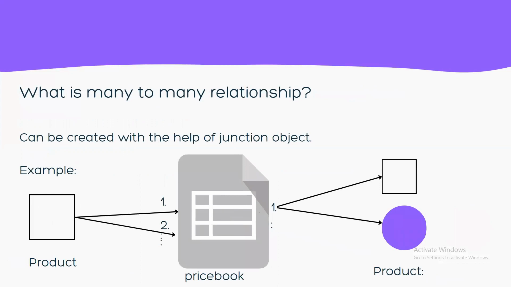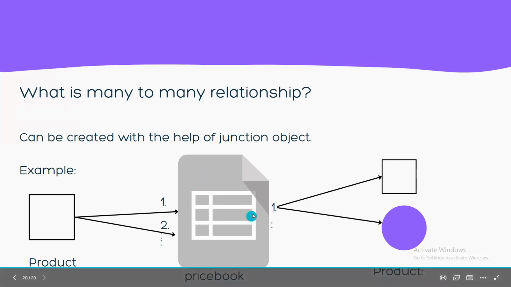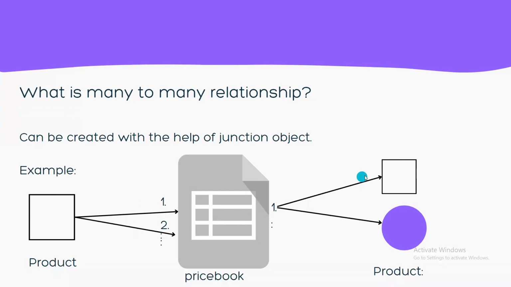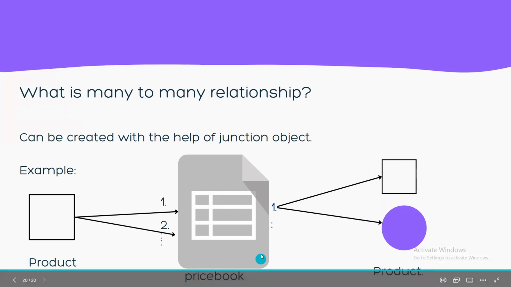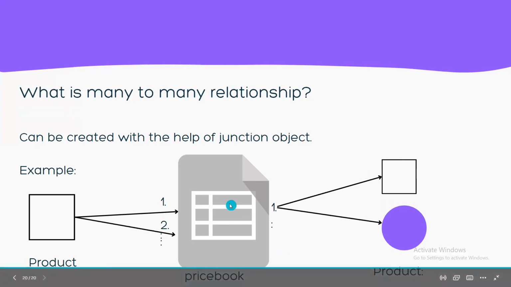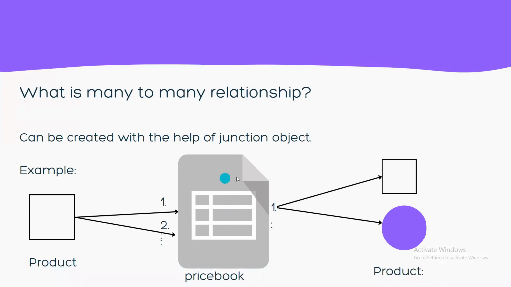What is a many-to-many relationship? We can take an example of price book and product. This many-to-many relationship can be created with the help of a junction object, right? For example, if we take a product, a product can be present in different price books, and one price book can contain different products, right? So here price book is the junction object, and from here we can establish a many-to-many relationship.